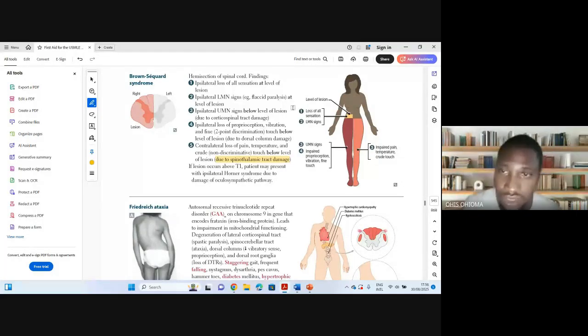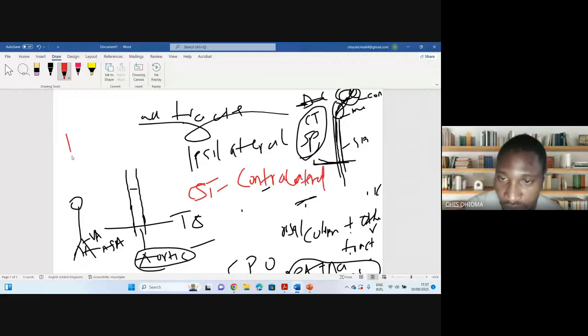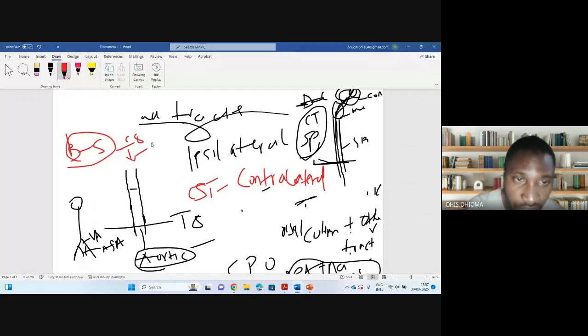So what you just need to know for Brown-Séquard basically is that below the lesion, it's only the spinothalamic tract that is contralateral. So spinothalamic is contralateral below the lesion. Let me just summarize this for the exam. If you are faced with a situation of Brown-Séquard in the exam, you just need to know that below the lesion, let's say the lesion is at C8, below this lesion here, you only have contralateral loss of pain and temperature.